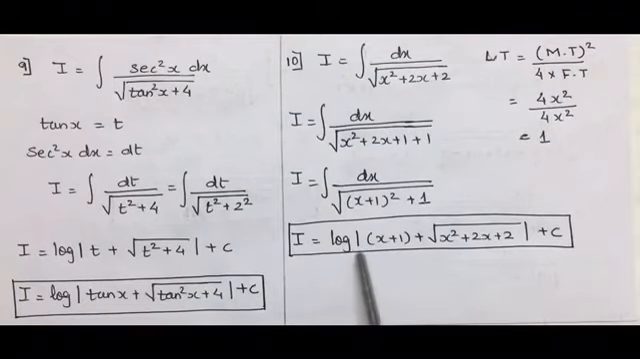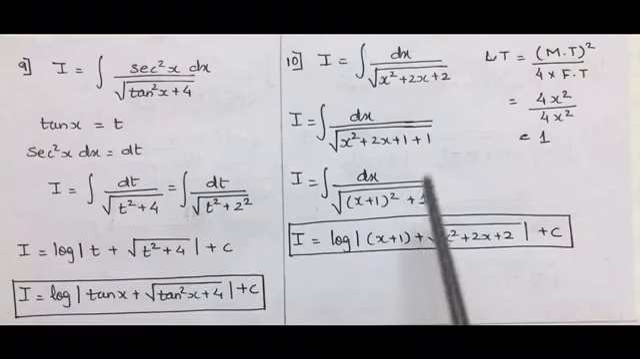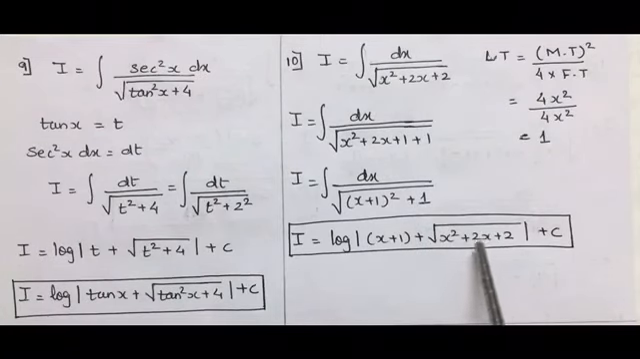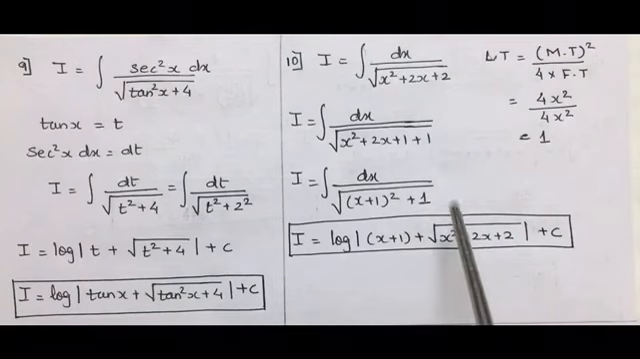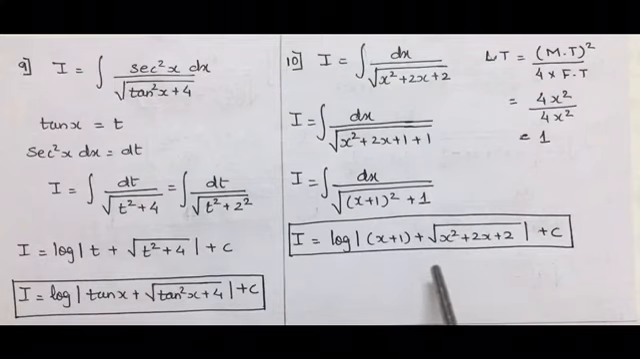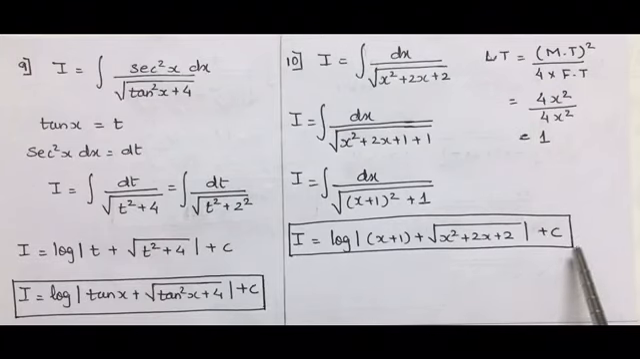So the final answer we get here is log mod of x plus 1 plus the quantity itself you have to substitute. If you directly put it, then the calculation and simplification part you don't have to do further. Directly you can keep it. So plus under root x square plus 2x plus 2, plus c.